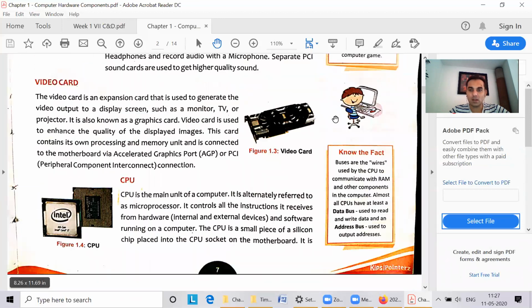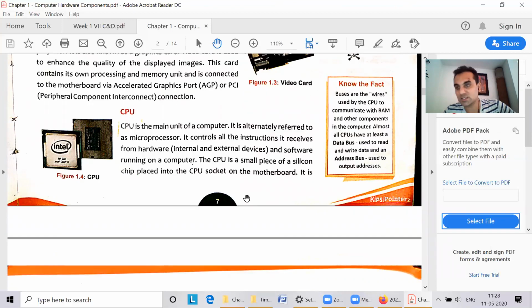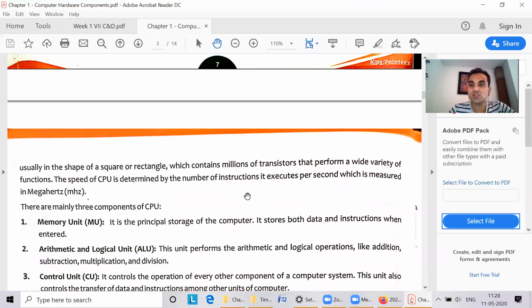Okay. Come to know the fact. Buses are the wires used by the CPU to communicate with the RAM and other components in the computer. I said already that buses are used to transmit the data from one part of the computer to another part. So actually buses are called wires. These are used to transmit the data from the CPU to other parts of the computer, like RAM. Almost all CPUs have at least a data bus used to read and write the data, and an address bus used to output addresses. So there are two types of bus, data bus and address bus. Data bus carries the data and address bus carries the address of that data, where the data is stored.